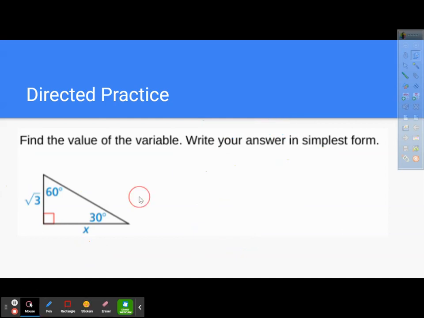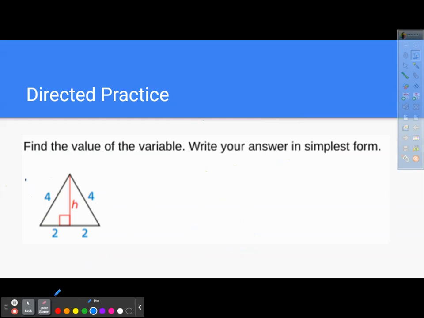Alright, let's do another example. Fill in those missing numbers. You've got 4 on each side, so it looks like an isosceles triangle, and then each of these sections are 2. What type of triangle would this be?